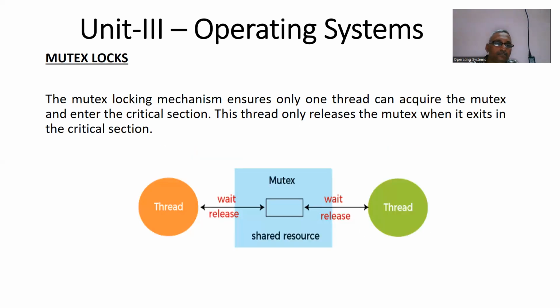Advantage of mutex. Mutex is just a simple lock obtained before entering its critical section and then released. Second one, since only one thread is in its critical section at any given time, there are no race conditions and the data always remains consistent. Next one, semaphore.